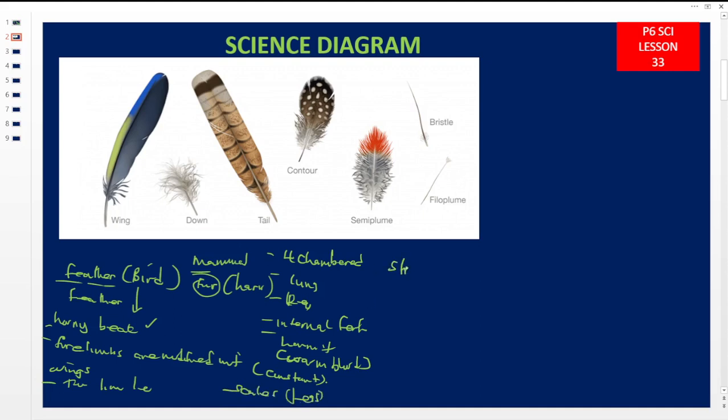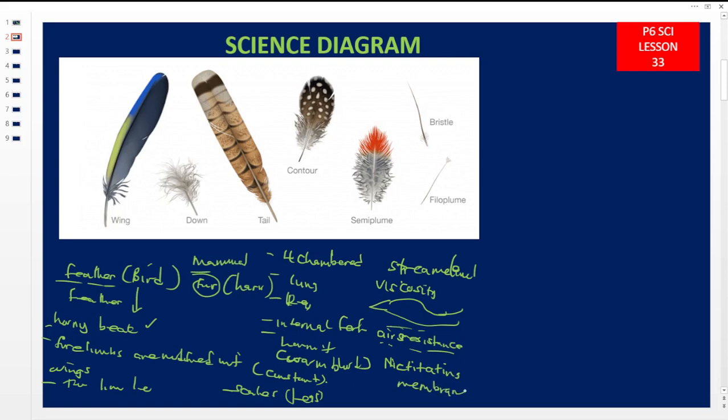And they are streamlined, meaning that they are pointed forward and backward in order to reduce viscosity. What is viscosity? Viscosity means air resistance, as these birds are flying. So it reduces air resistance as they fly. Then their eyes are protected by three lids, and they are termed the nictitating membrane. So, the nictitating membrane.